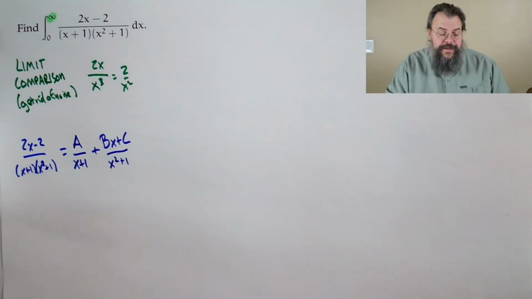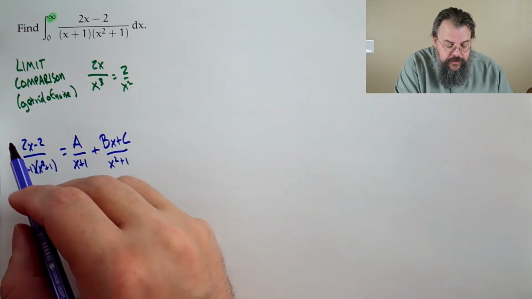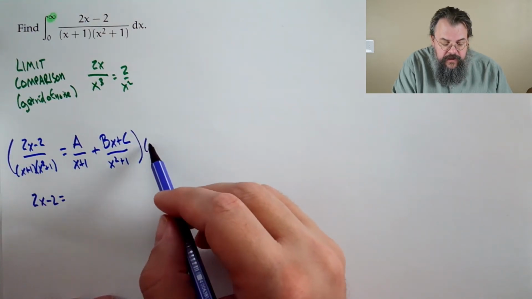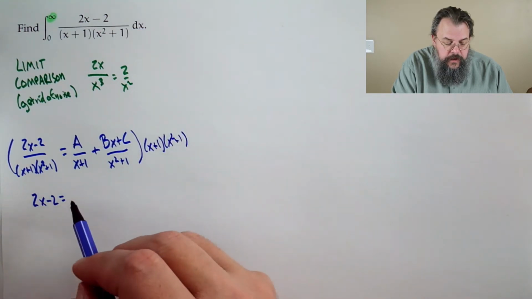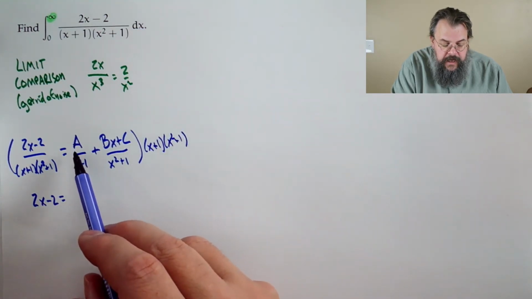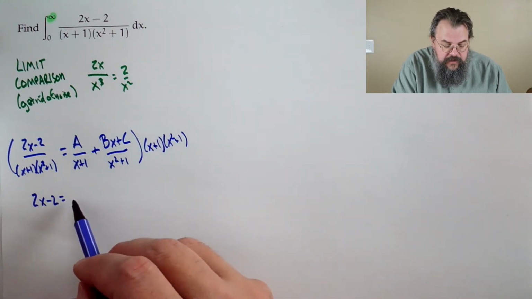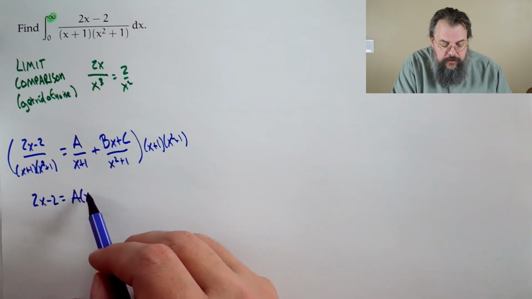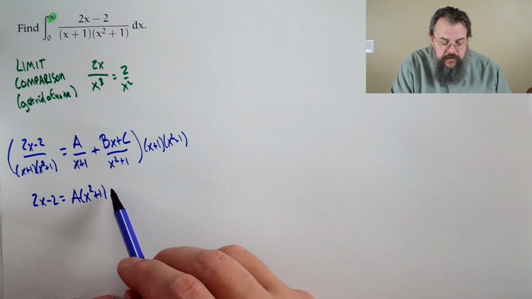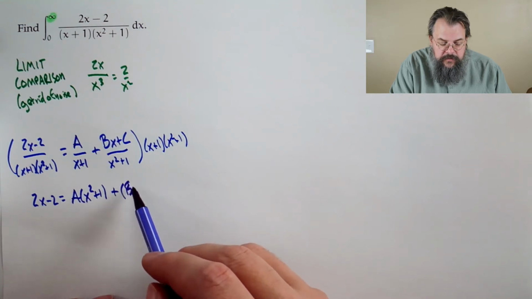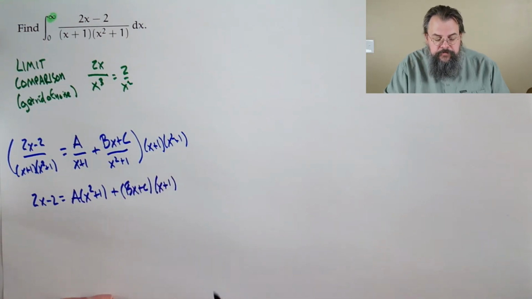Clear denominators. 2x minus 2 equals, and by clear denominators, remember that means multiply x plus 1 times x squared plus 1. We're going to get a over x plus 1 times x plus 1 times x squared plus 1. The x plus 1's cancel. So a times x squared plus 1. And we're going to get plus this expression bx plus c times x plus 1.